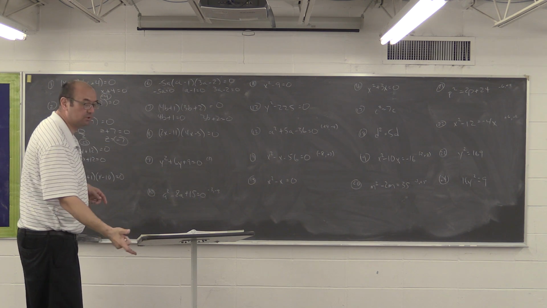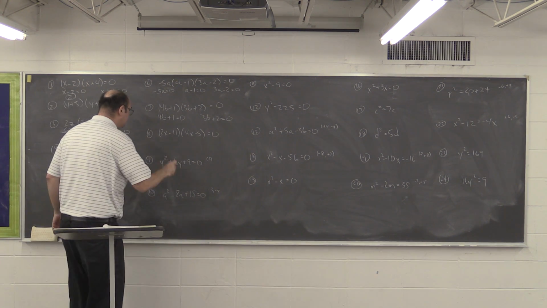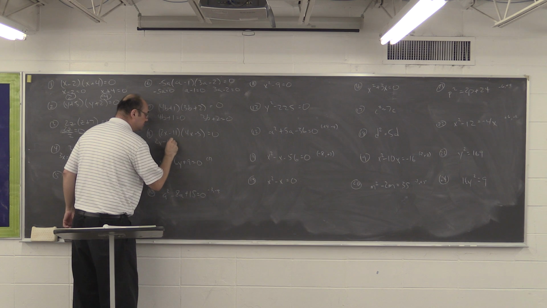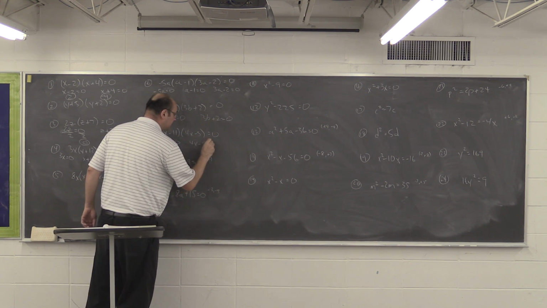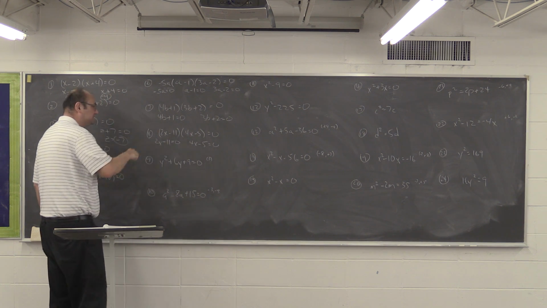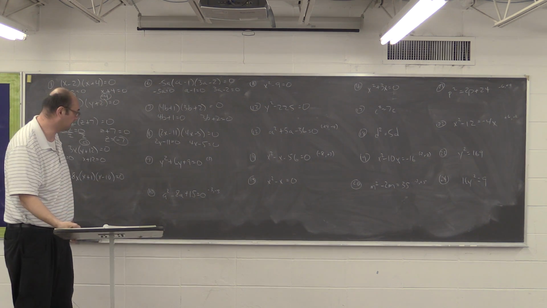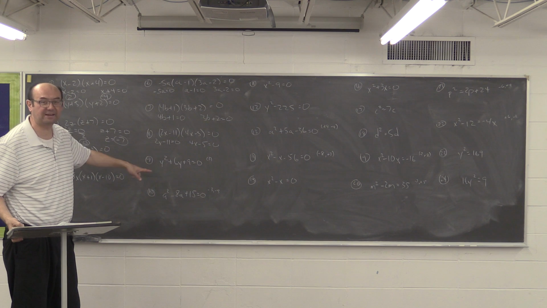Number 8, these are also two-step problems. 2x minus 11 is equal to 0. We add 11 to both sides and divide by 2. 4x minus 5 equals 0. Add 5 to both sides and we divide by 4. Okay? Number 9, we have to factor this.